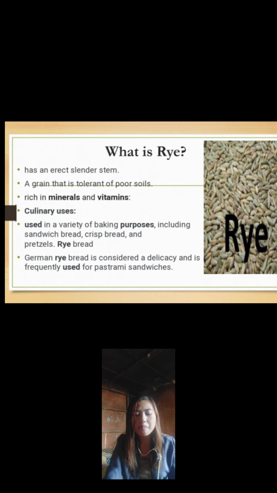A variety of baking purposes include sandwich bread, crepe bread, rye bread, and also the Germans consider rye as a type of delicacy and frequently use it for their pastrami sandwiches.